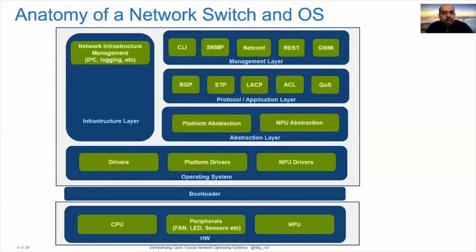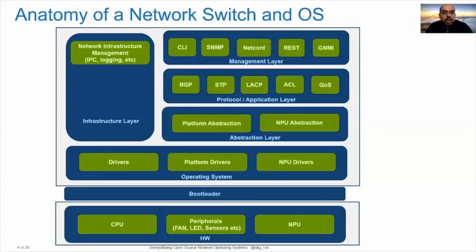Then you have the drivers for your peripherals, an NPU, etc. And what you see next is the abstraction layer. It is a critical layer which provides abstraction to your NPU and platform switches. As we saw earlier, it helps the vendors to provide you with more choices of hardware and the application developer a common interface to develop their application without worrying much about the underlying platform or switching ASICs.